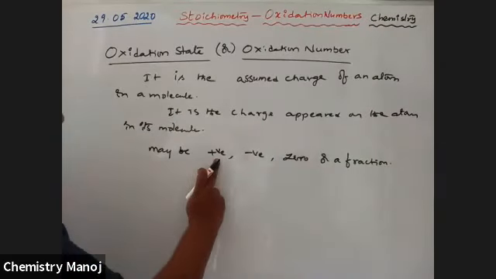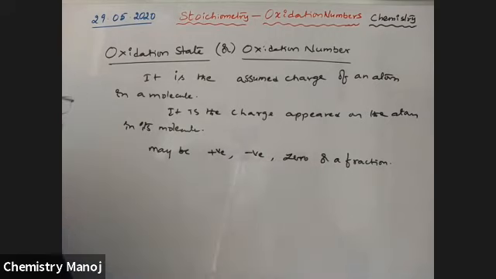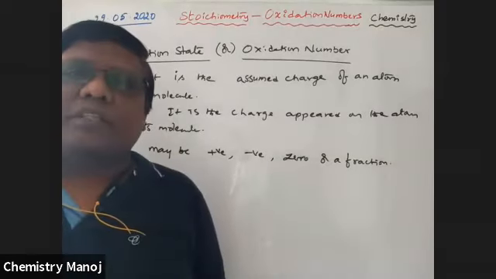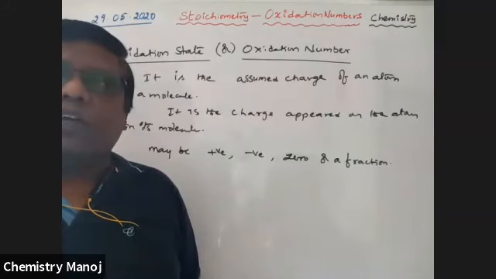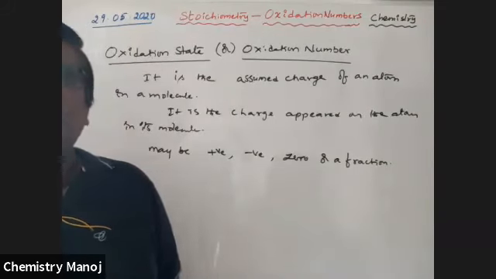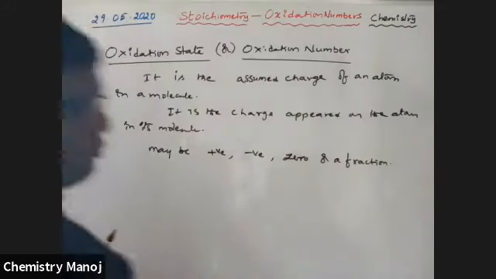So, the oxidation state may be negative, positive, zero, or a fraction. Now we are going to discuss what the rules are to find out the oxidation states of elements. So see here.